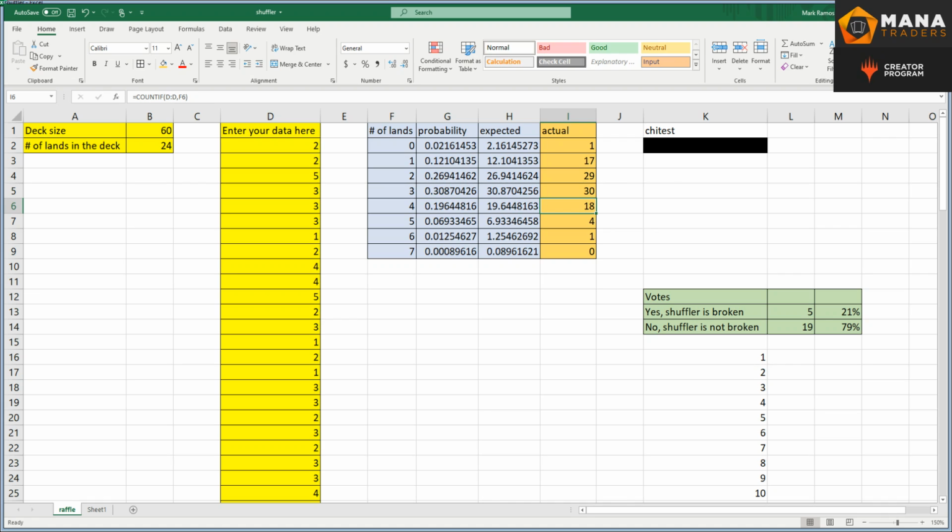How about for five landers, we expected about 7. We got 4. For six landers, we expected 1. We actually got 1. And for seven landers, we weren't expecting it, and indeed, none of our hands were 7 landers. Okay? And so now that we have this, all that's needed to be done is to conduct the chi-square test.